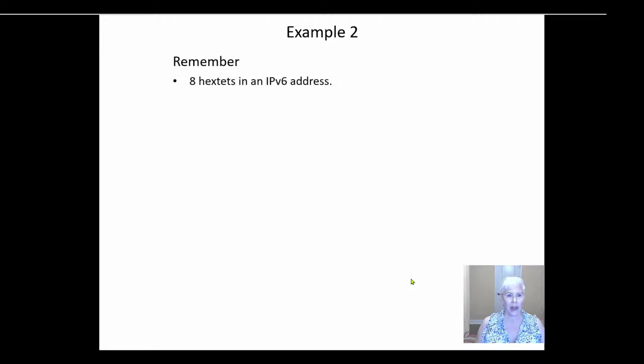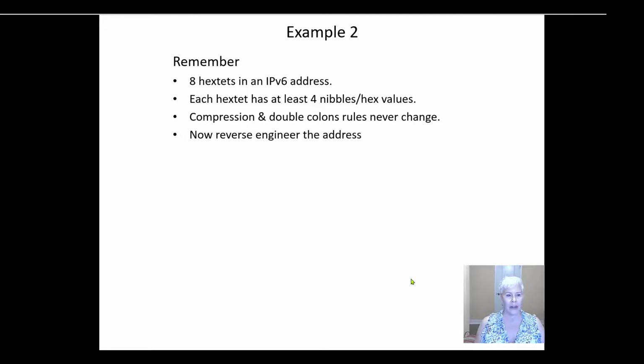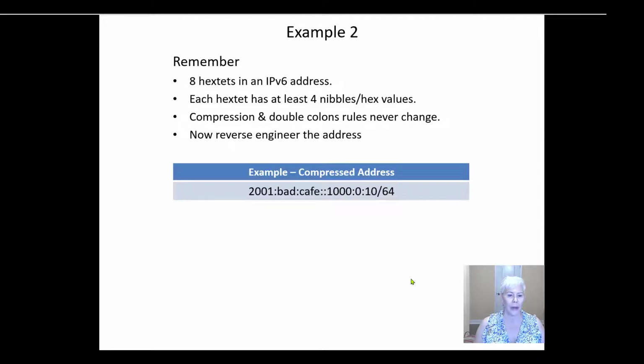Here's another example. We want to keep in mind the same exact rules, and then we can reverse engineer everything. As I look across, I can see here's my first hextet that's missing a value because there's only 3 values. So I know that there's going to be a 0 in front of the BAD. As I keep moving across, I can see a set of double colons, which means I'm going to have some zeros in here. Let's count up the number of hextets.